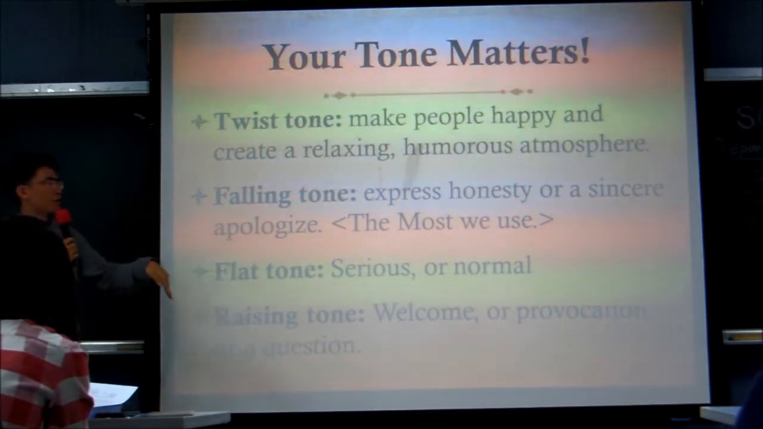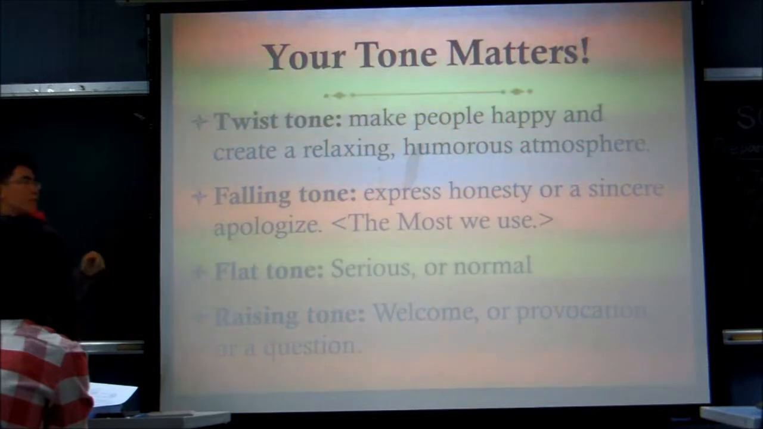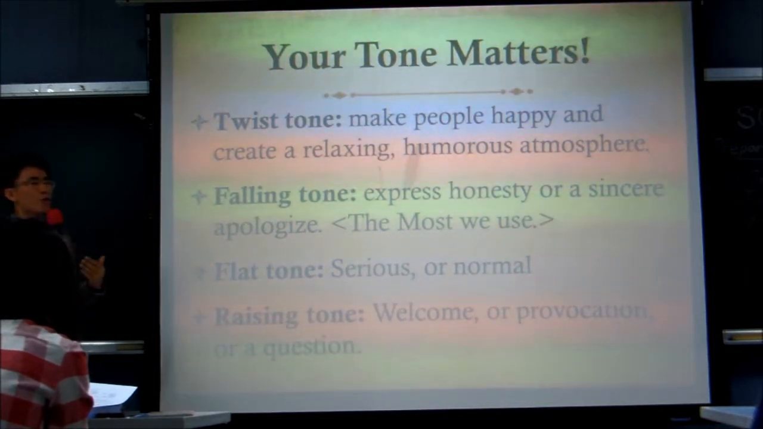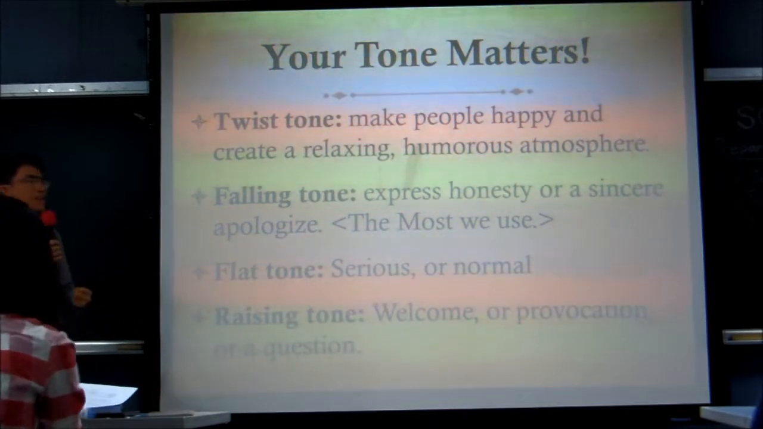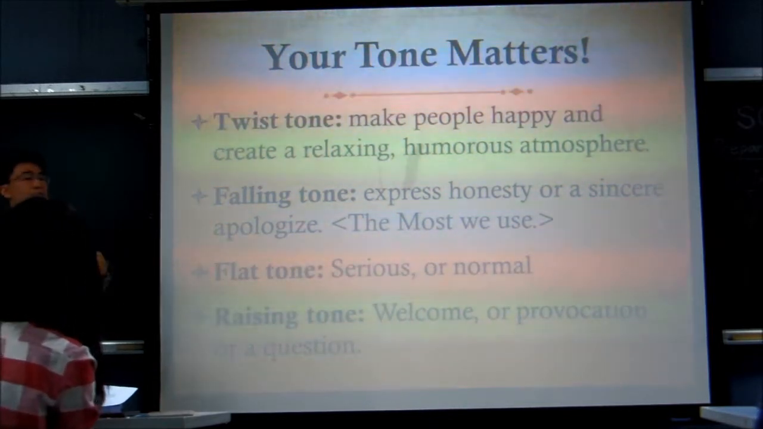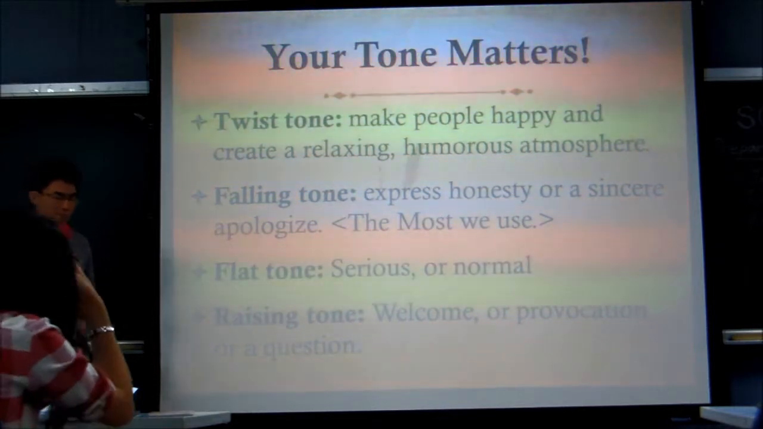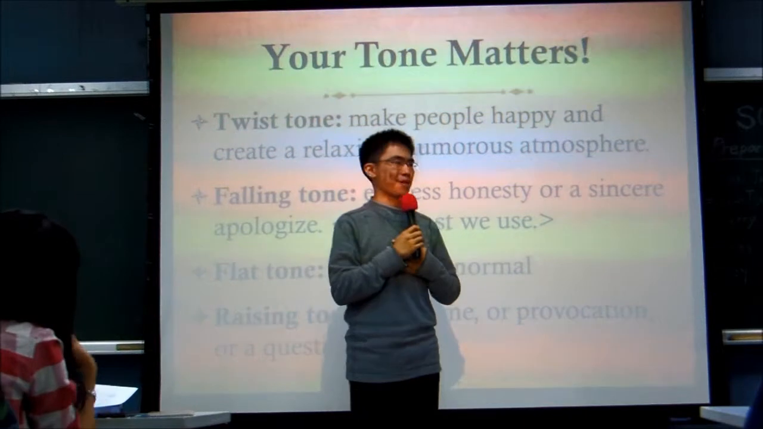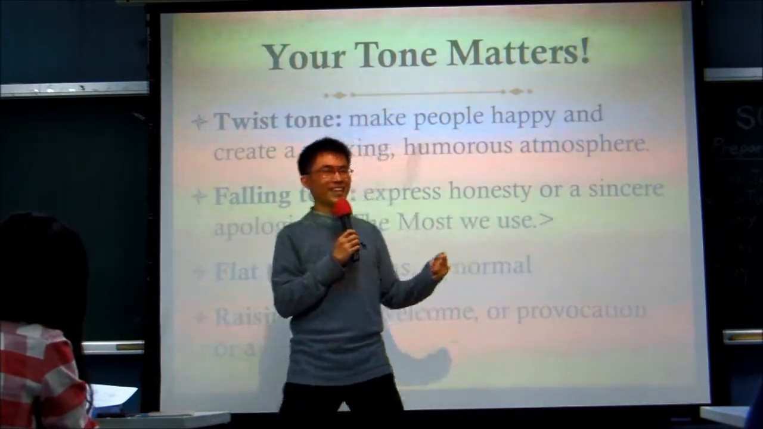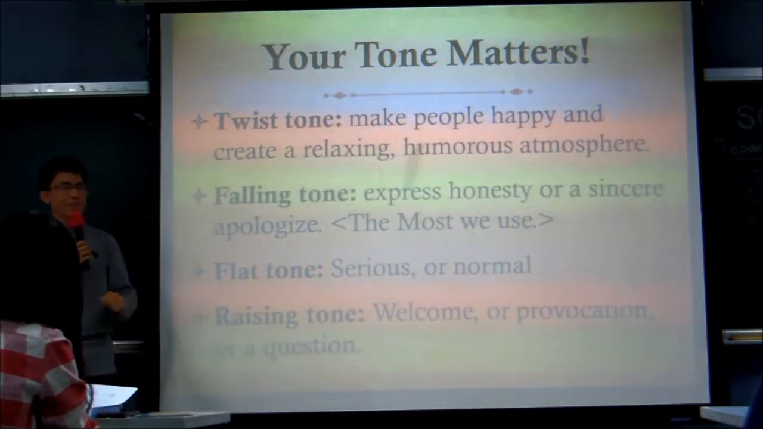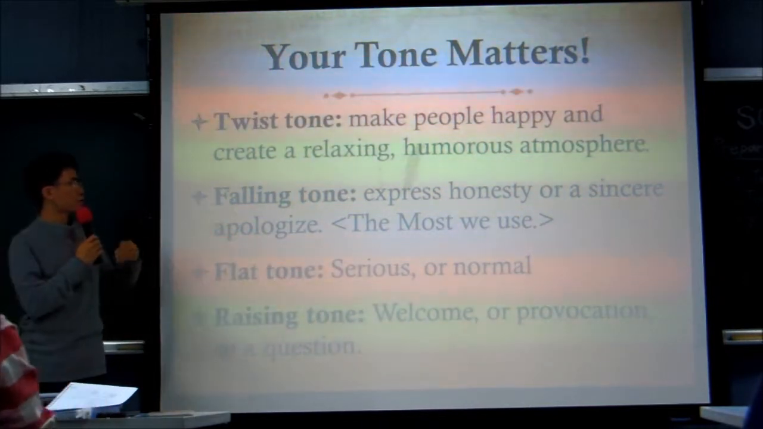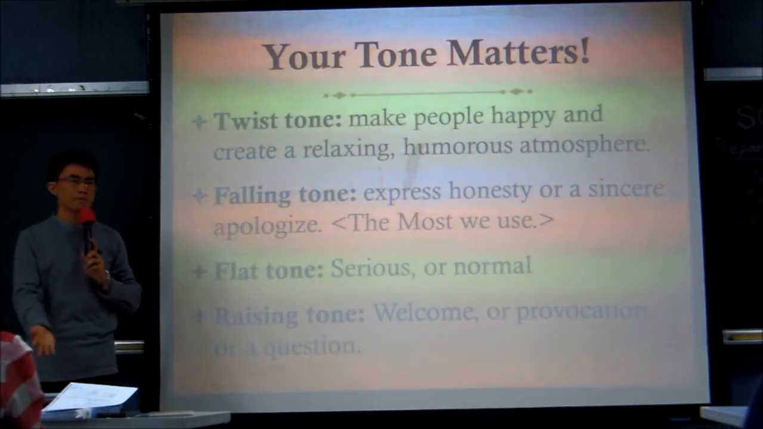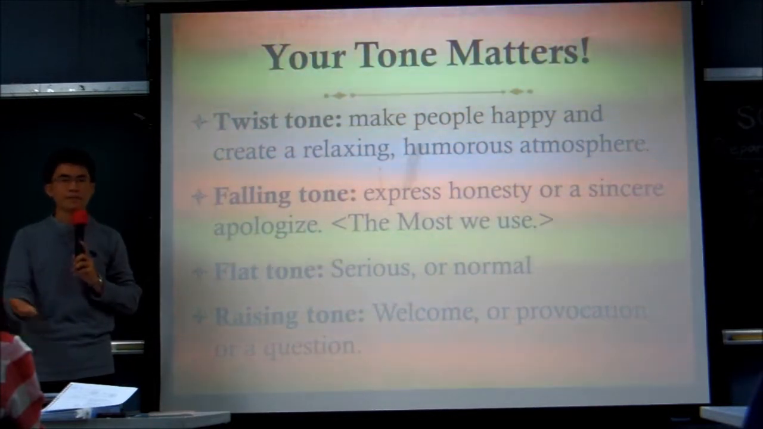And the falling tone is the one we use the most, and it's the safest one. It can show your honesty and your sincerity. For example, "Hello everyone, I'm Jason Lee. I'm from NTU Toastmasters." This is the falling tone. And you can also show a sincere apology. For example, "Oh, I'm sorry, Joy, for something."